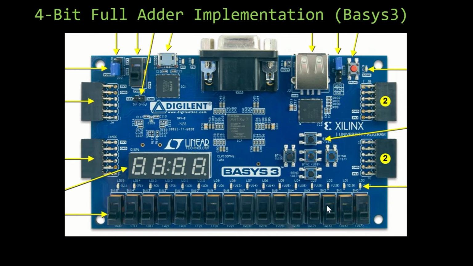For inputting our number A, let's use these 4 slide switches starting from switch 0 to switch 3. For number B, let's use these 4 slide switches which are from switch 8 to switch 11, and let's use this final switch 15 for the carry input.